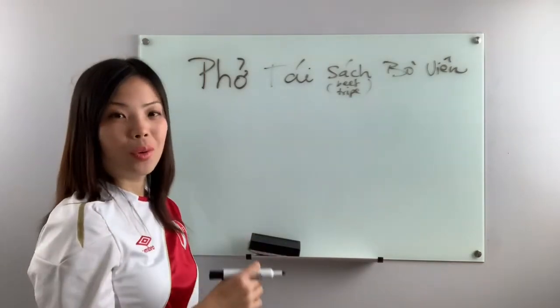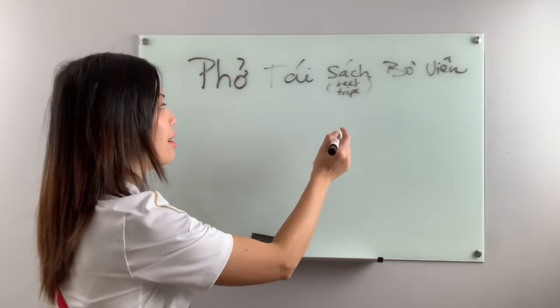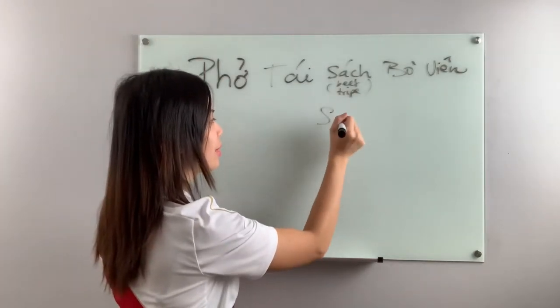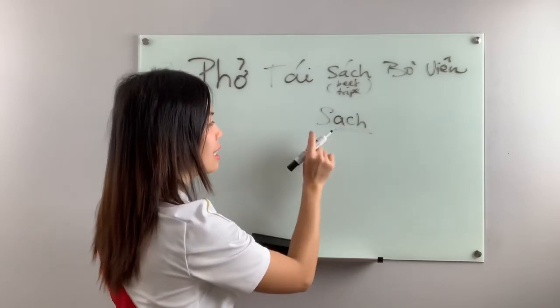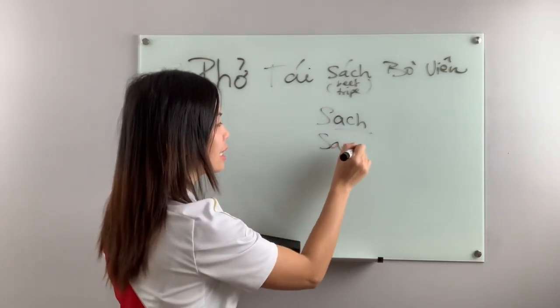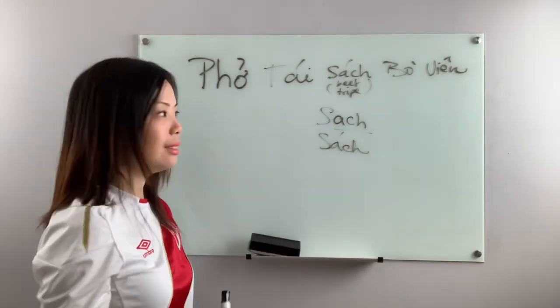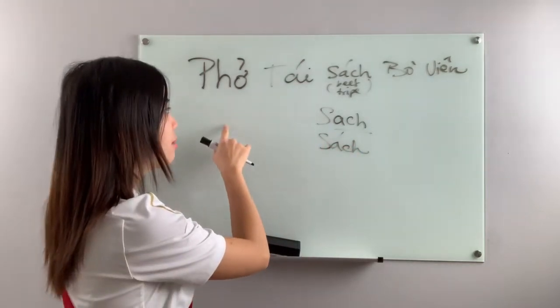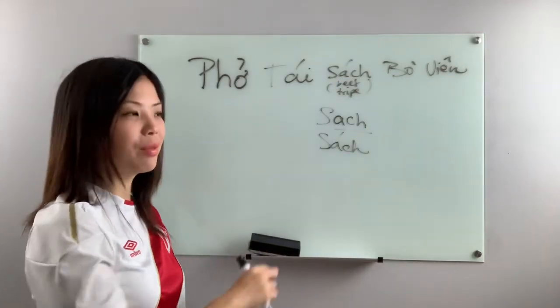Phở tái sắp bò viên. This is what I order when I go to a Vietnamese restaurant. I must have this. Phở tái sắp bò viên.